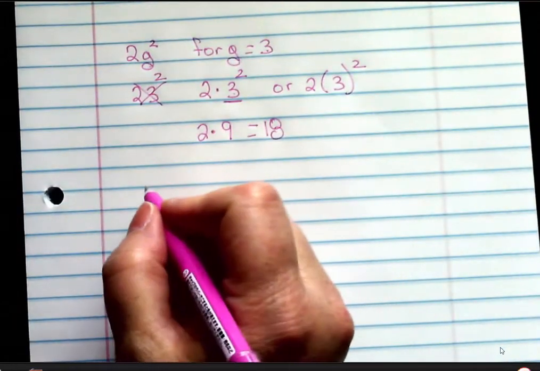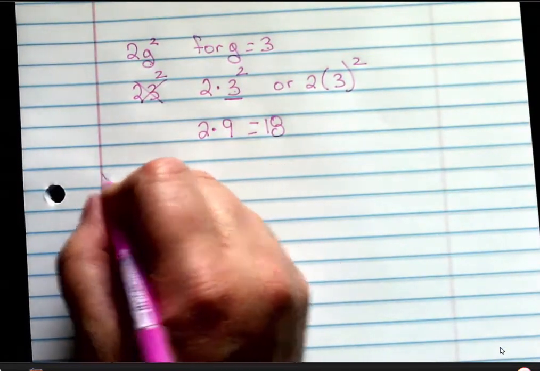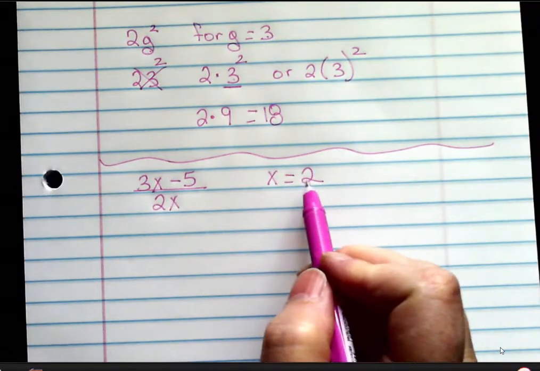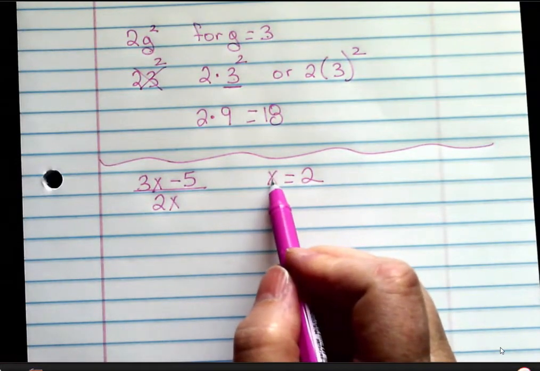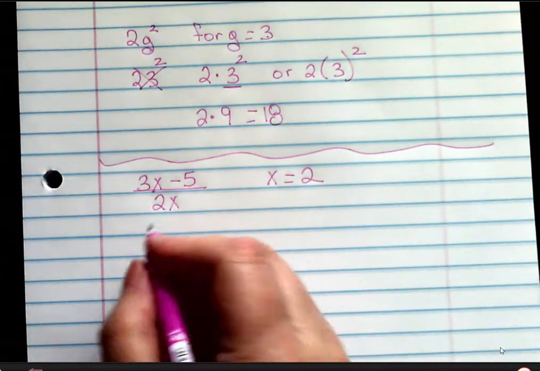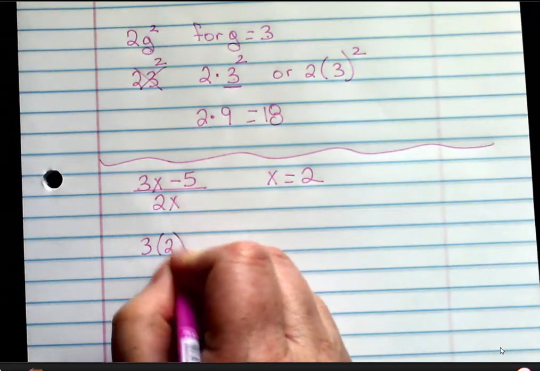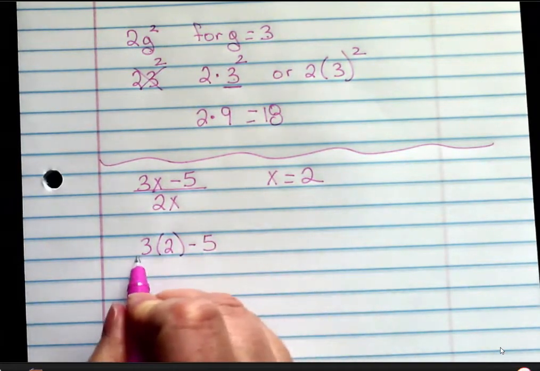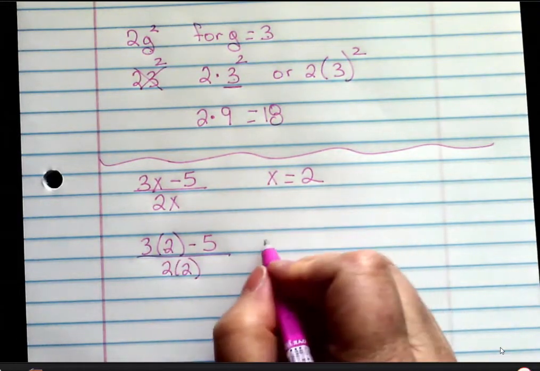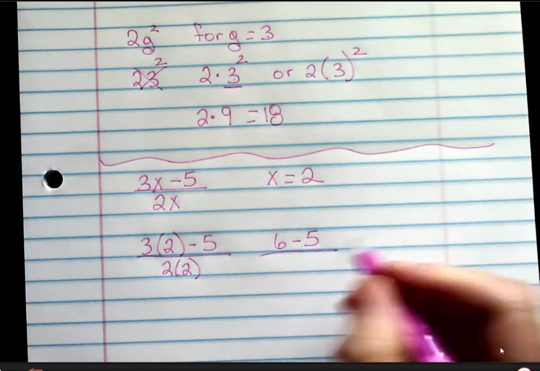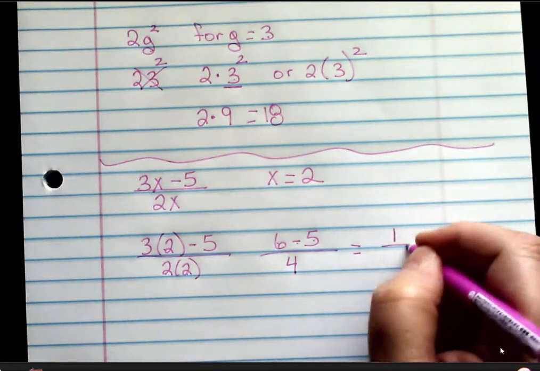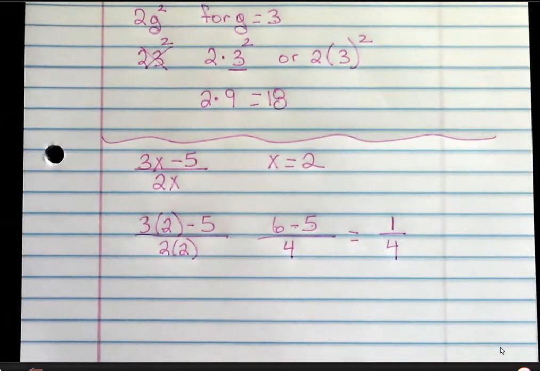So let's look at a little bit harder one. I want to do x is 2. Okay? So plug in. Now, I won't ever use x for multiplication. I'll always use a dot or parentheses. So we're going to plug in 2 for x. So here I have 3 times 2 minus 5 over 2 times 2. So 3 times 2 is 6 minus 5, and 2 times 2 is 4. So 6 minus 5 is 1, and you would want to leave it as a fraction.